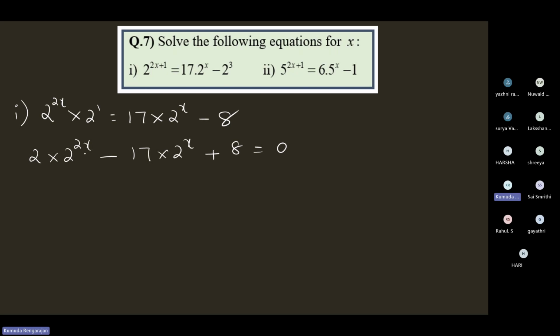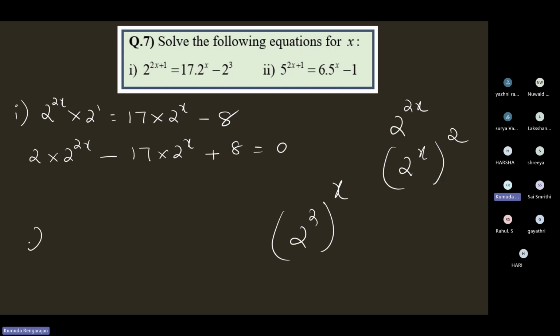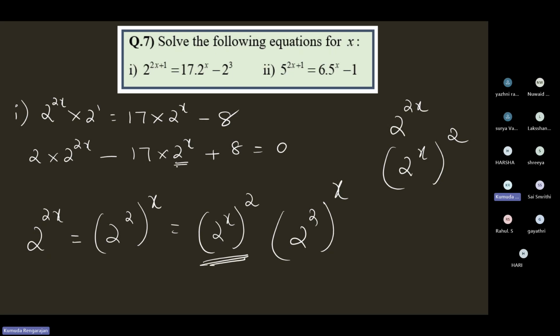Now this is 2 to the power 2x. So 2 to the power 2x can be written as 2 to the power x the whole squared. You don't want to write it as 2 square the whole power x. 2 to the power 2x can be written in two ways. You can write it as 2 squared the whole power x, or you can write it as 2 to the power x the whole square. But you choose this one. Why? Because you have 2 to the power x here. You don't want 2 to the power 2.